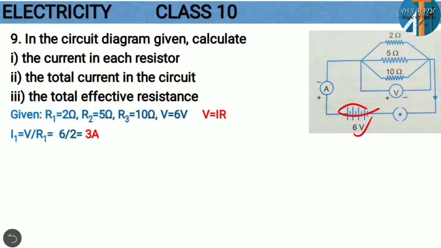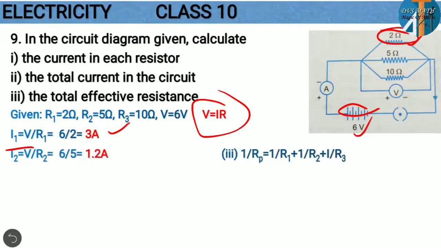As you all know, the formula from Ohm's law, V is equal to IR. So I is equal to V by R. First find the I1 which is flowing in the first resistor. That is I1 is equal to V by R1. V is common here, as voltage remains the same in parallel but current varies. So I1 is equal to V by R1, that is 6 by 2, which is 3 ampere. So that means 3 ampere of current is flowing in the first resistor.